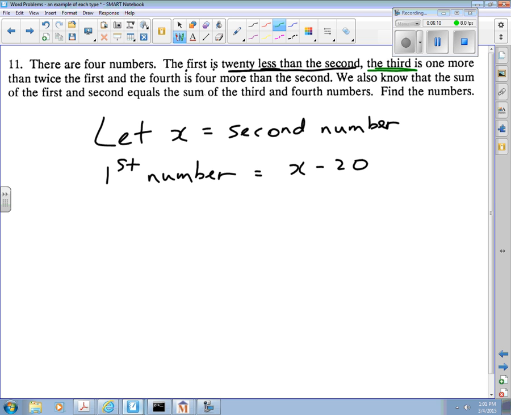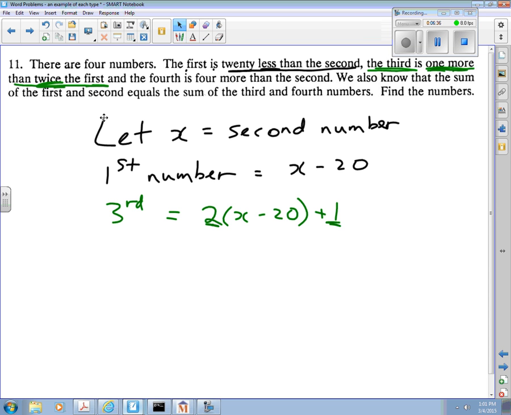The third number is 1 more than twice the first. Well, the first was x minus 20, and it's twice that plus 1. 1 more, that's the plus 1, than twice the first. And the first number is x minus 20. Twice that means times it by 2. Finally, the fourth is 4 more than the second. So the fourth number is 4 more than the second number.